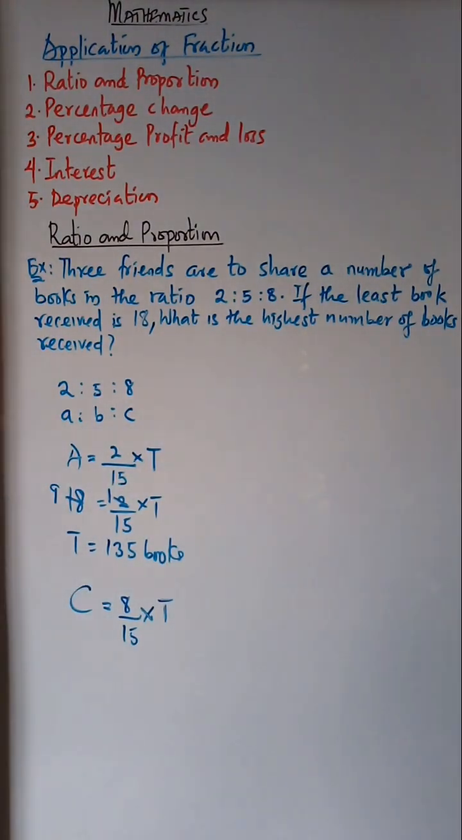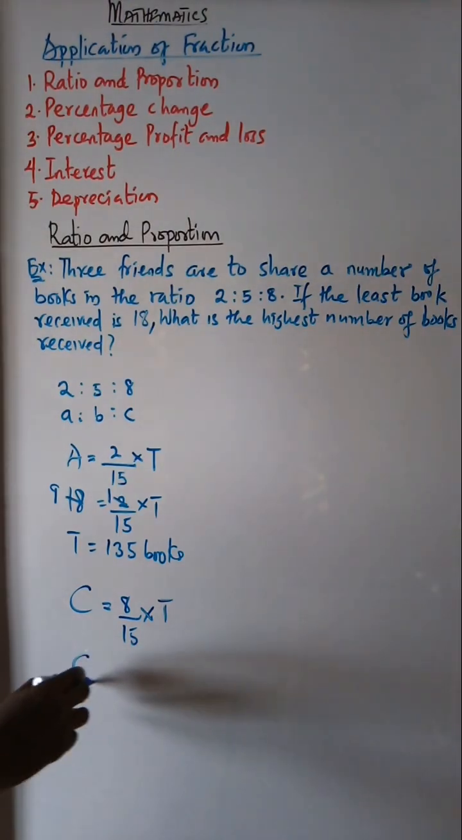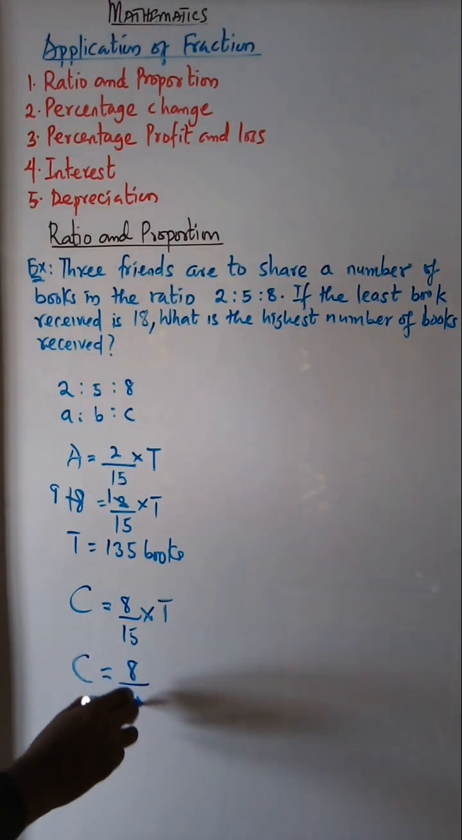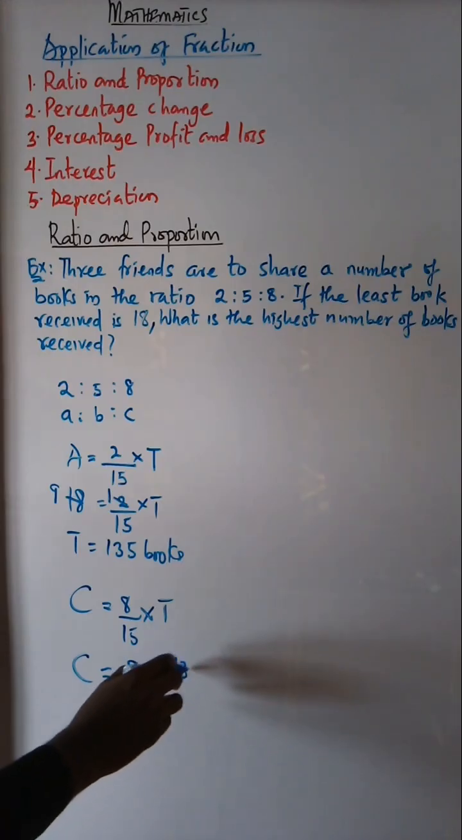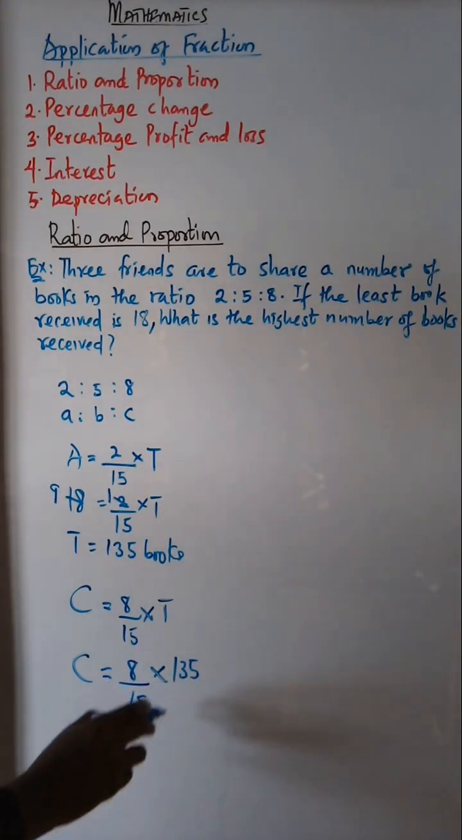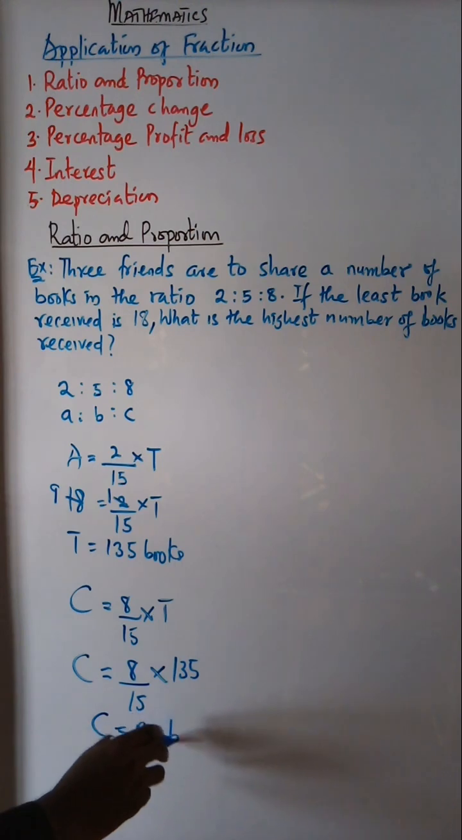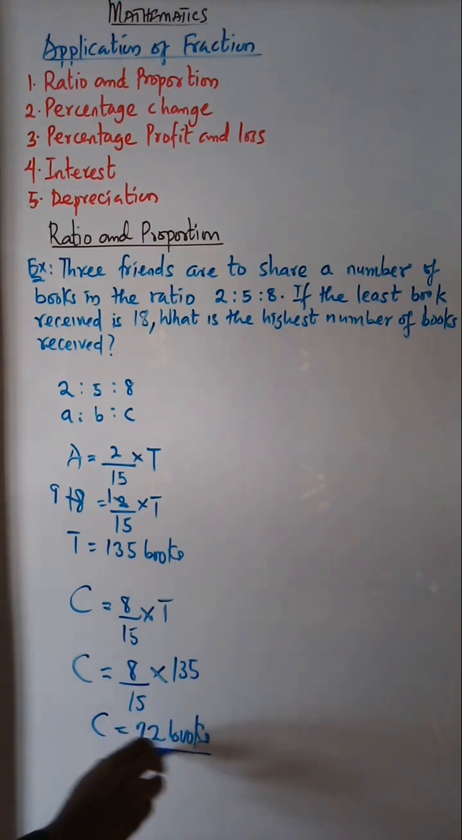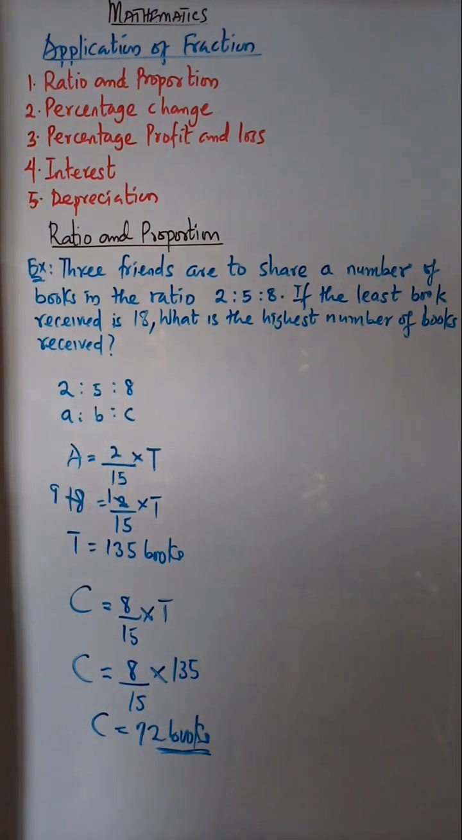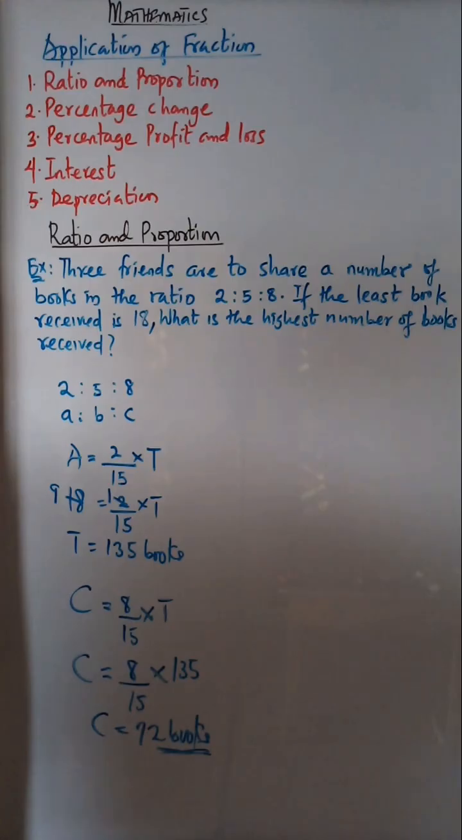In some questions you'll be given the total straight, but in this case we are not given. We have to look for the total first. Then we can proceed to get the highest book received, which is 8 over 15 times 135. 15 here is 1, 135 here should be 9. 9 times 8 is 72. So 72 books is the highest book that will be received by the person with ratio 8. The least book is 18 as given.